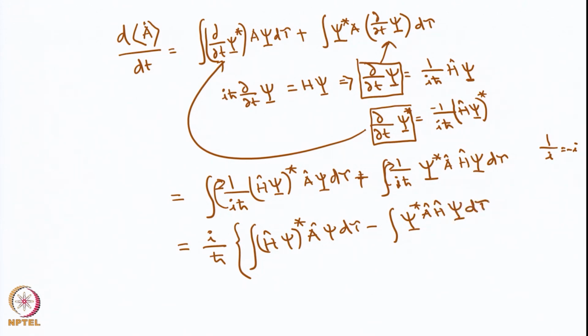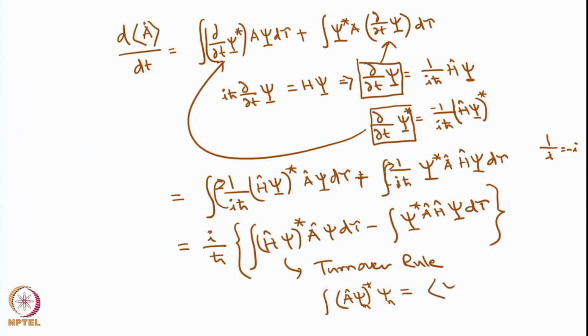Okay. Now we have these two integrals. Now if I use the Hermitian rule here, it says the integral of (A psi m) star psi n d tau equals the integral of psi m star A psi n d tau.